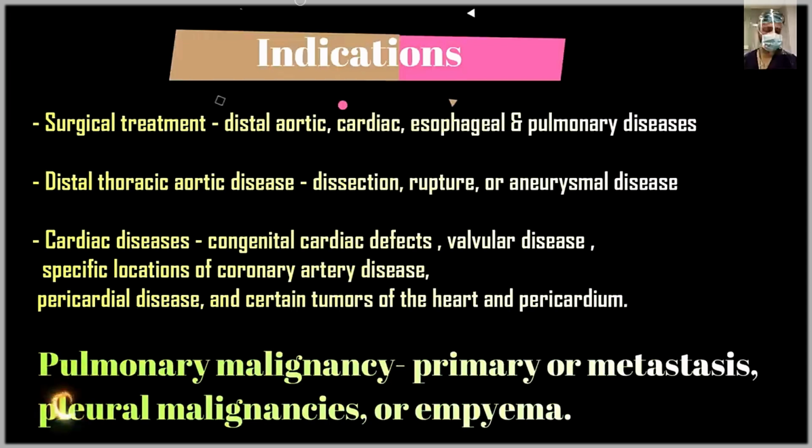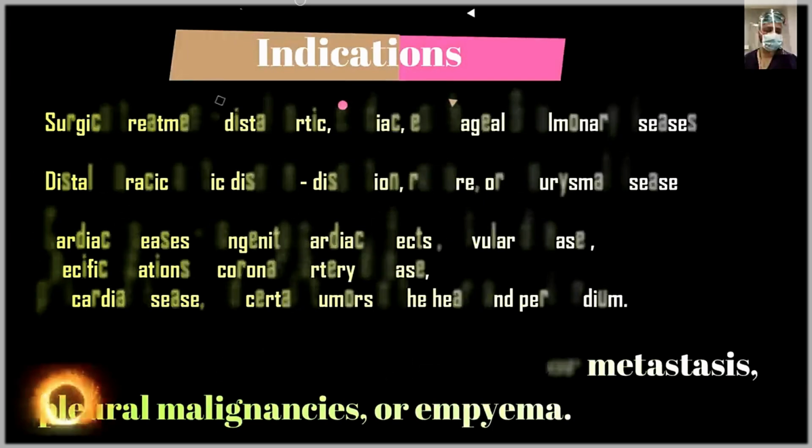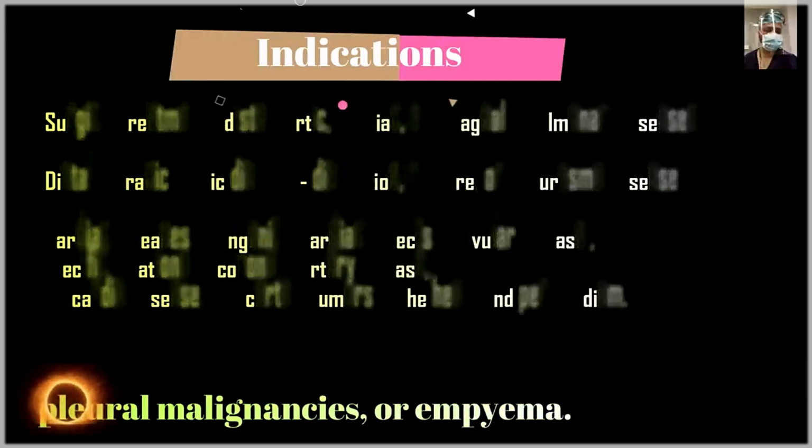The cardiac and thoracic indications are mainly under the domain of the CT surgeon, and we will be called upon to do the thoracotomy for a patient with malignancy of the esophagus, or it can be a trauma indication. So we will be focusing our discussion on those parts.